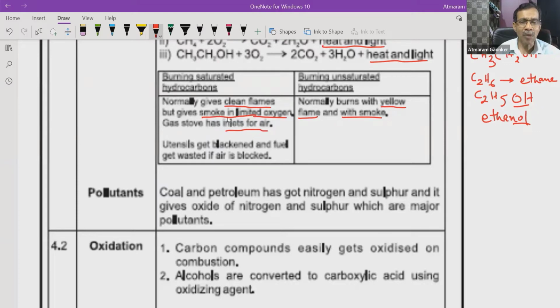So this is the difference you will have to cite. You will be asked to differentiate between saturated and unsaturated carbon compounds with respect to the flame or with respect to the burning, so you have to give this point of difference. Then the utensil gets blackened and fuel gets wasted if air is blocked. In the case of saturated hydrocarbons, if the air is blocked, then the utensil will become blackened and more fuel will be wasted. So these are the differences that you should know in connection with the burning.